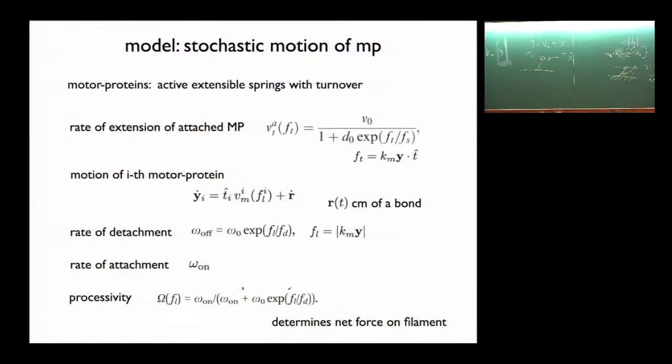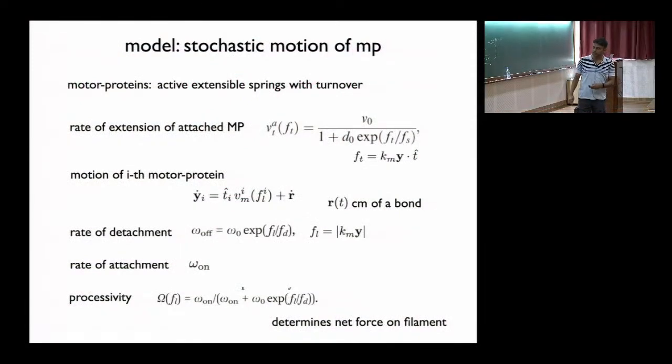From that one can think about something called processivity. This is not necessary for the simulations or for developing the model, but it is important for understanding the results. It is given by the ratio of attachment and detachment rates, and it gives you a measure of the fraction of time the molecular motor spends in an attached state, the probability that it's attached.